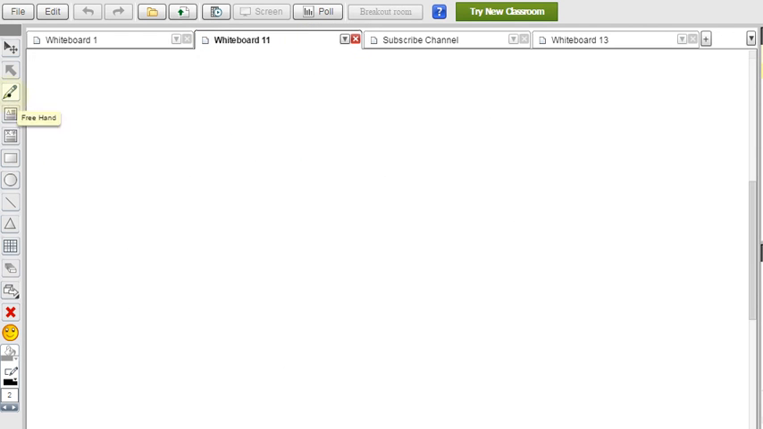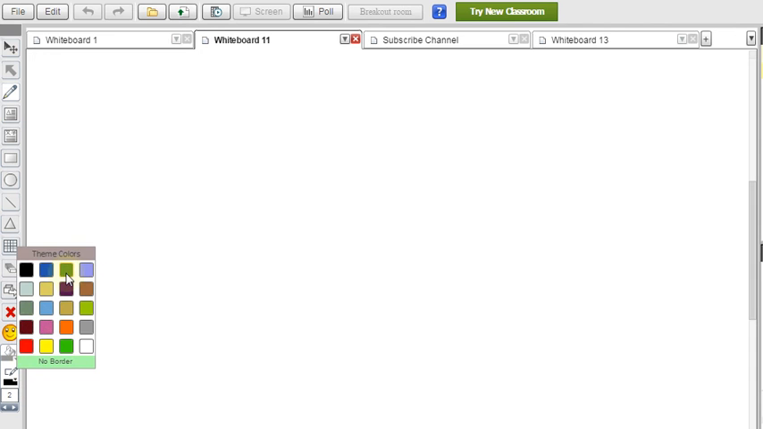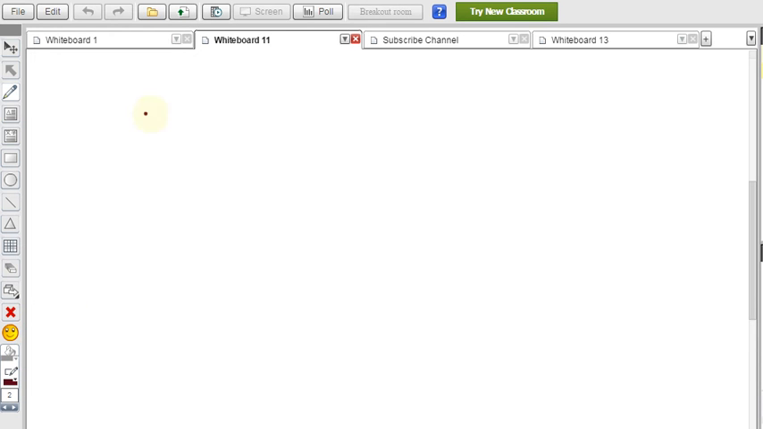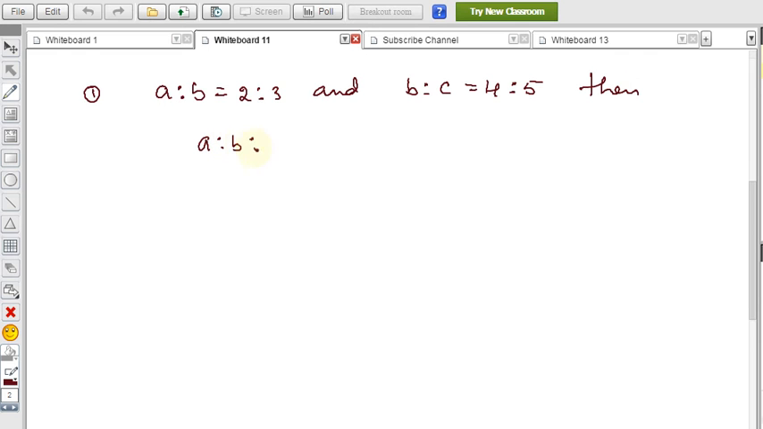Let's see the first problem. A is to B is equal to 2 is to 3, and B is to C is 4 is to 5. Then find the value of A is to B is to C. There is a shortcut method for this. Directly you can find the answer. So let me explain only shortcut methods.